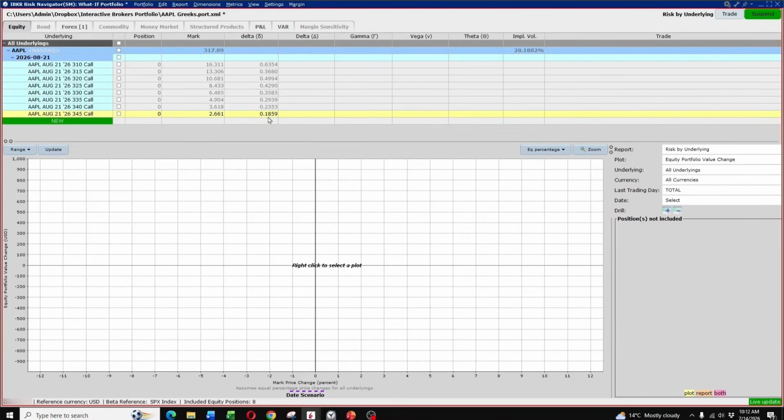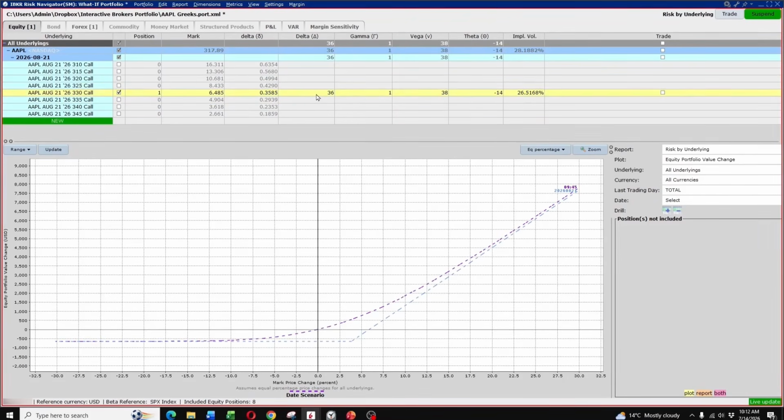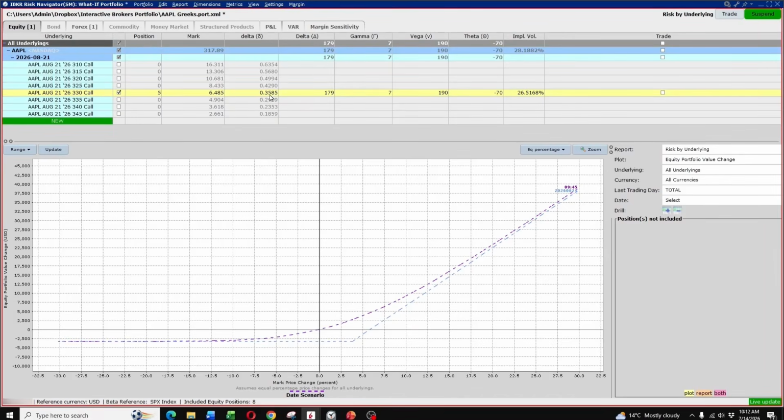It's 0.18, but we just say 18 delta for short. Now, if we look at the 330 strike call option, if we were to buy one of those options, we would have a position delta of 36 because one contract times 100 times the delta equals 36. Well, actually, it would be 35.85. If we were to buy, say, 5 contracts, the strike delta hasn't changed, but our position delta has changed because we're doing now 5 contracts.